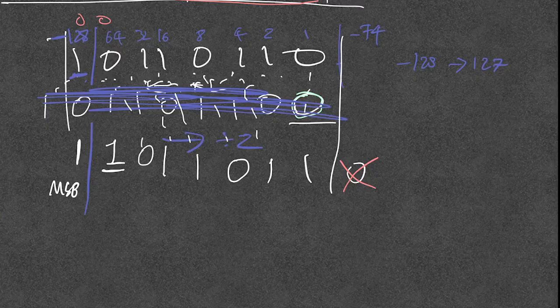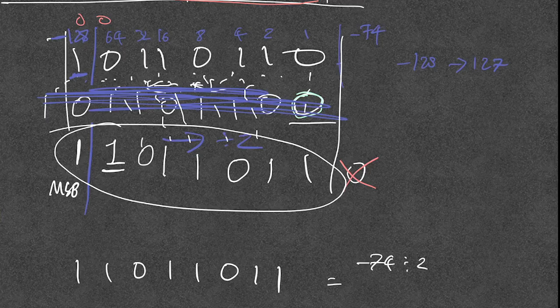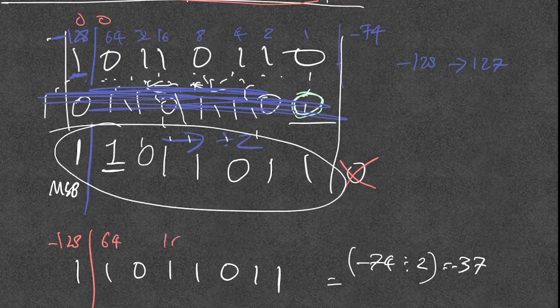So let's work this out. If we've done it correctly, this whole number here, let me just write it out again, neater, should equal minus 74 divided by 2, which is minus 37. Right, it should equal that if we worked it out. So I'm going to just make sure that's noted as minus 128. That's plus 64. That's plus 16. That's plus 8. That's just 2, and that's plus 1.